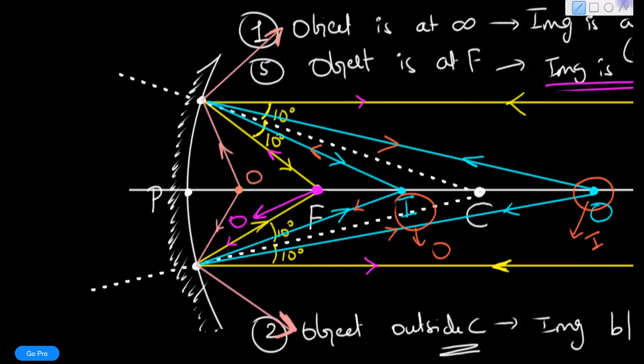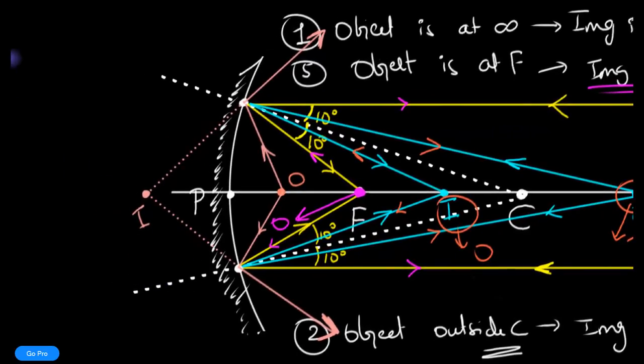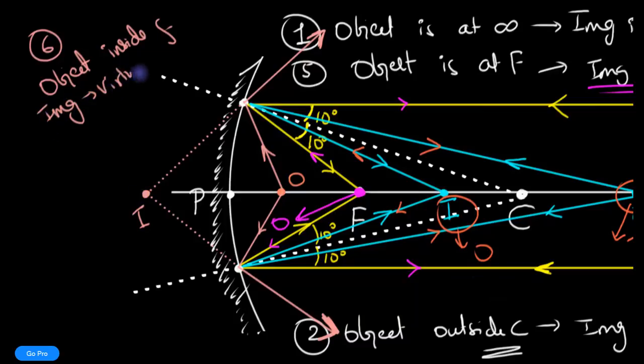And if you look at this carefully, you will notice that it appears to diverge from a point somewhere over here. This guy appears to diverge from somewhere over there. And therefore, if your eyes were to look at this, your brain would say that these two rays were emanating from a point over here. And that is our last case. Case number six is when the object is inside the focal length. Inside the focal length, you notice that the image is inside the mirror. Image is basically virtual. Inside.